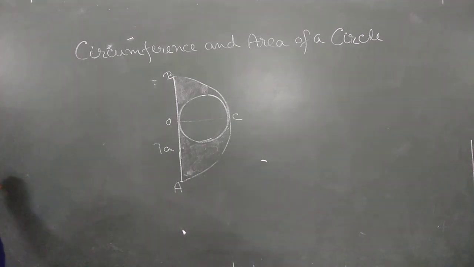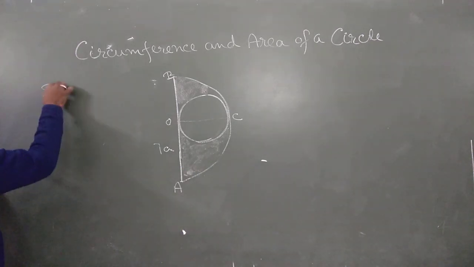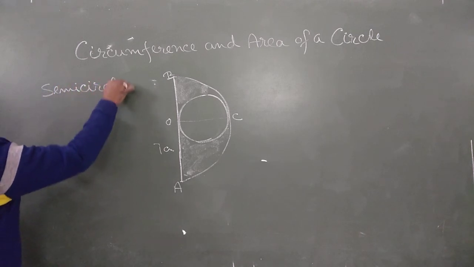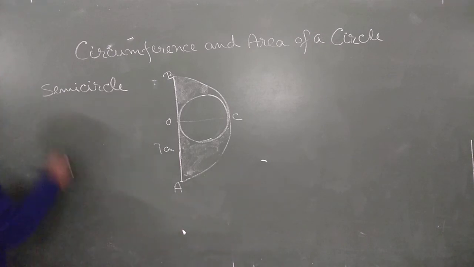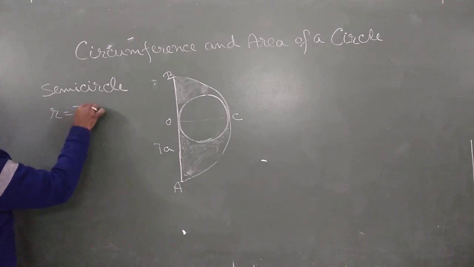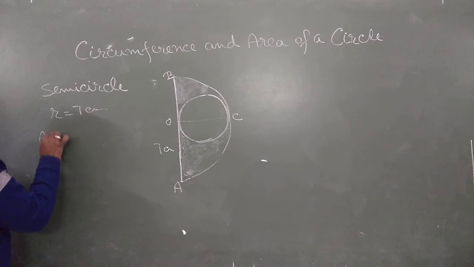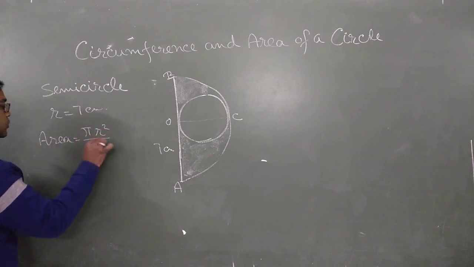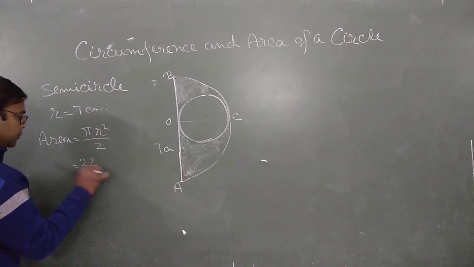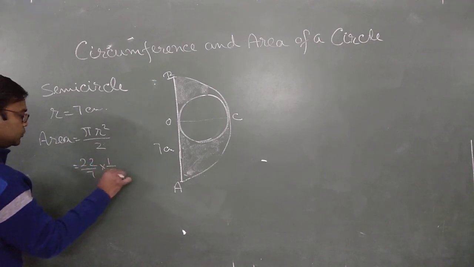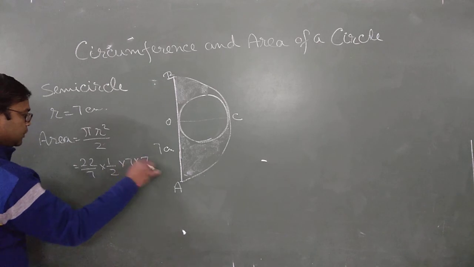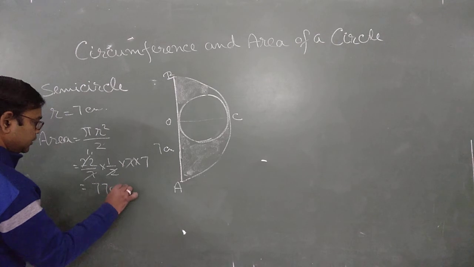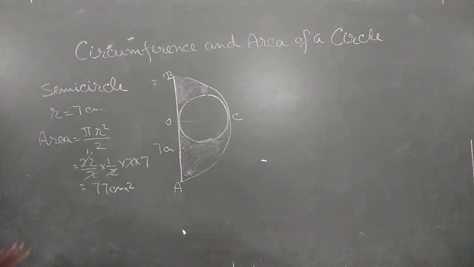So first let's start with the semicircle. Radius is given, it's 7 centimeter. So area of semicircle is pi r squared by 2. It's 22 upon 7 into 1 upon 2 into 7 into 7. It's 77 centimeter square. This is the area of the semicircle.